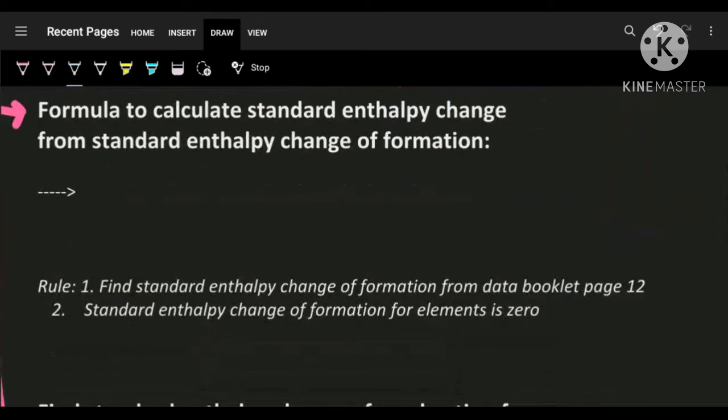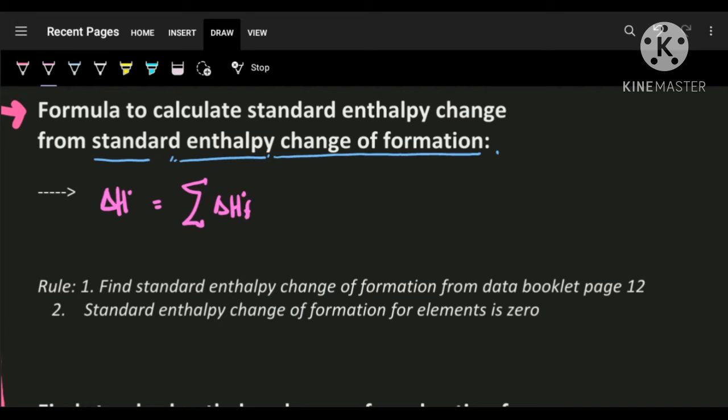Next, what is the formula? To calculate the standard enthalpy change, we can calculate it from the standard enthalpy change of formation. What is the formula? The standard enthalpy change is equal to the sum of the standard enthalpy change of formation for the products minus the sum of the standard enthalpy change of formation for the reactants.